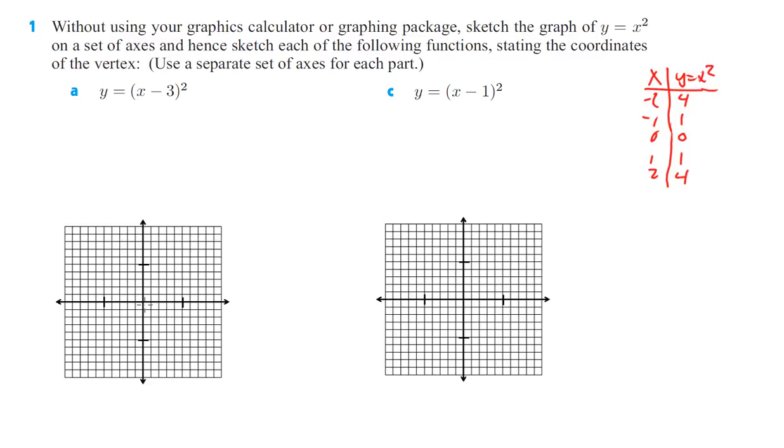Now if we graph those points, let's do this the right way. We start at (-2, 4), (-1, 1), (0, 0), (1, 1), and (2, 4). We've got that on both of these. So there's (-2, 4), (-1, 1), (0, 0), (1, 1), and (2, 4). Okay, so let me take this graph here.